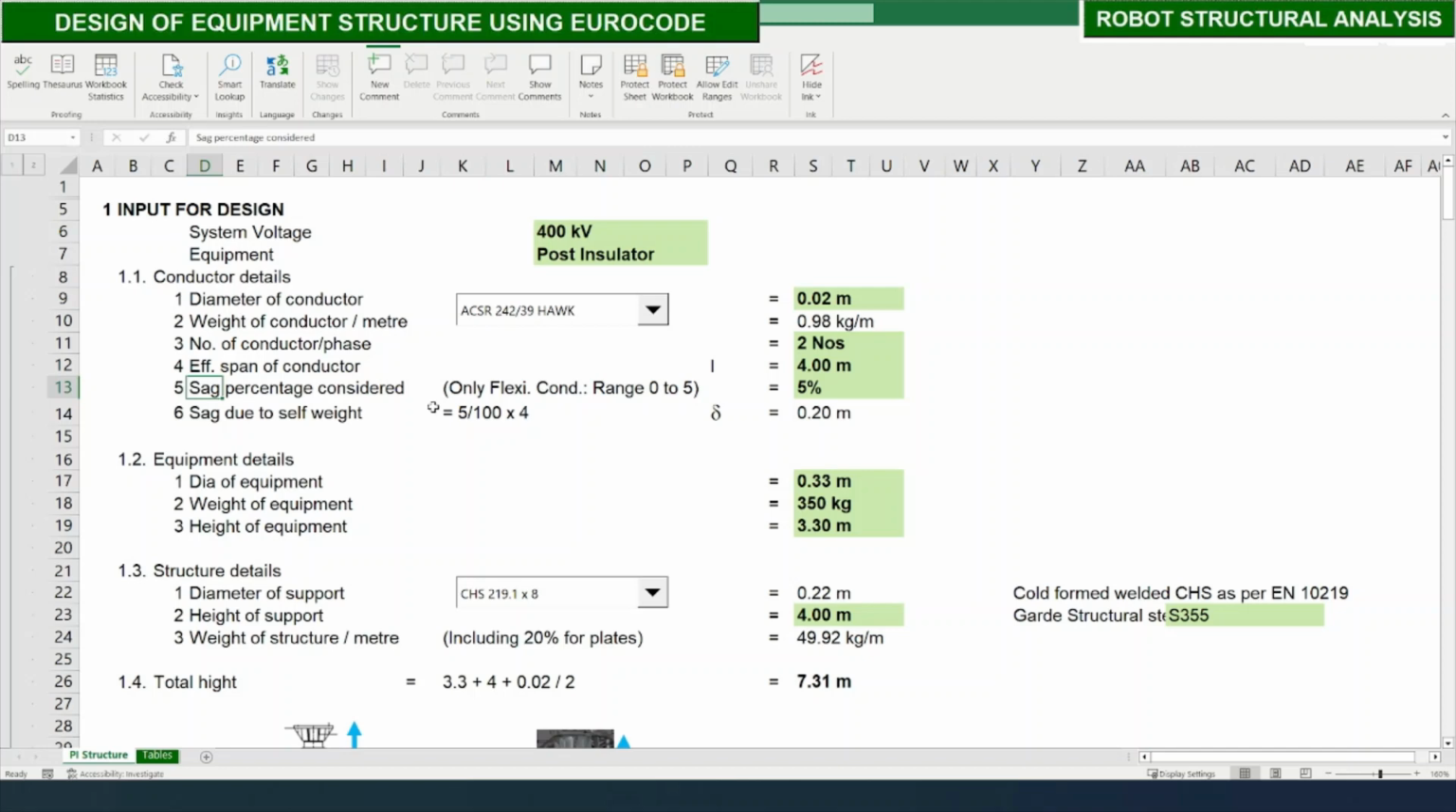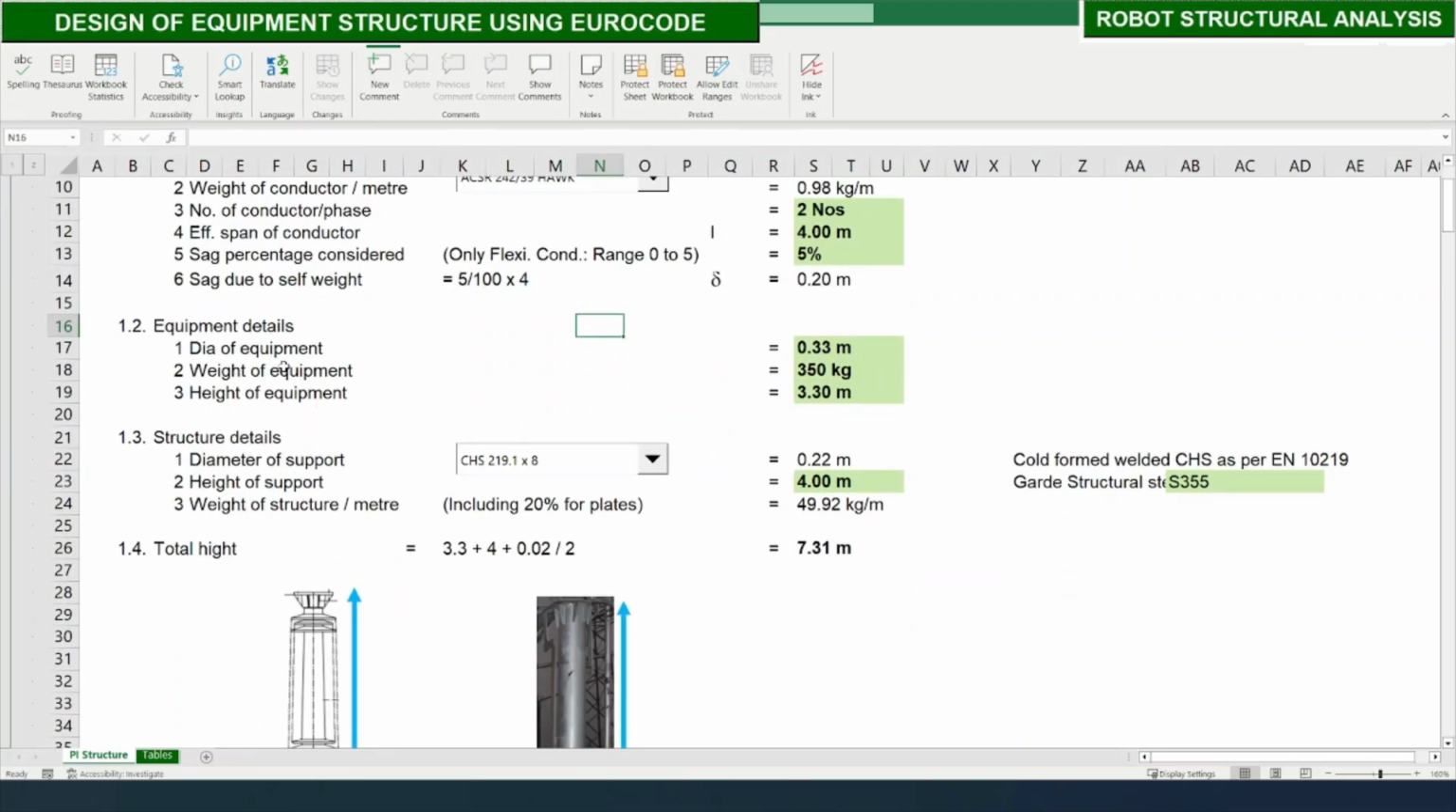Sag percentage considered. Generally this will range from 0 to 5%. 0 means the sag tension will be very high, and 5 means the sag tension is very low. Sag due to self weight is a simple calculation. 5% we have considered, divided by 100 and multiplied by the span 4 meter, we get 0.2 meter, that is 200 mm of sag.